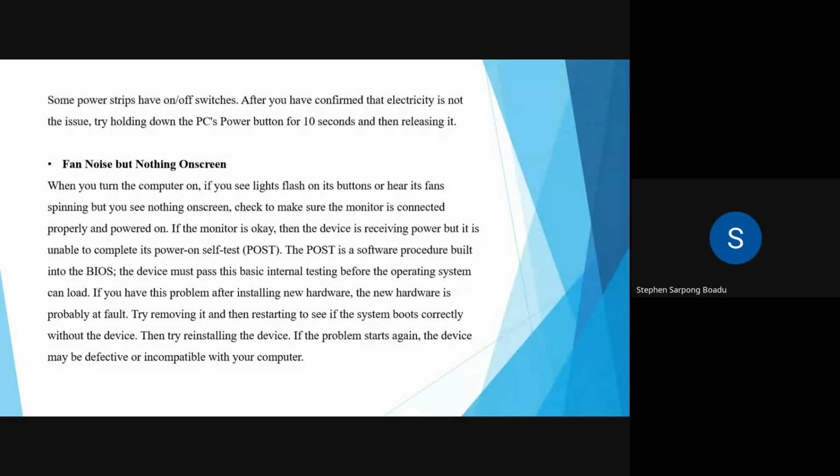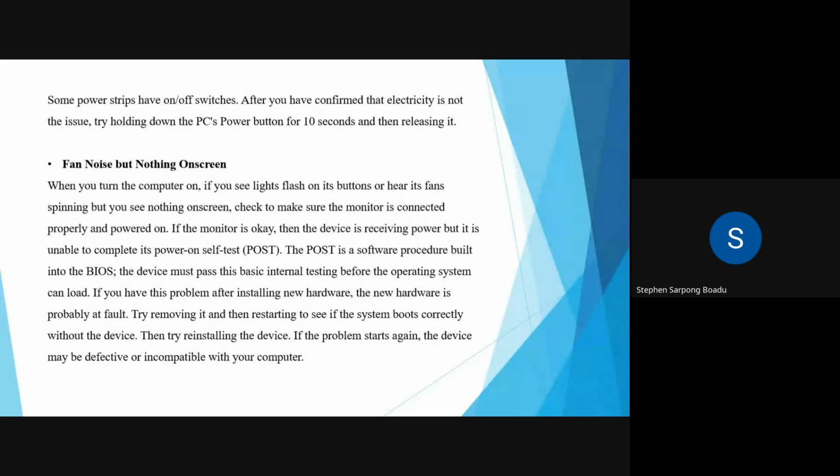Okay, so it says that if the monitor is okay, then the device is receiving power, but it is unable to complete its power on self-test. The power on self-test is a software procedure built into the BIOS. The devices must pass this basic internal testing before the operating system can load. If you have this problem after installing new hardware, so sometimes these things come after you have installed new hardware, or probably the new hardware you have added to your PC is not compatible, or probably it has a fault, right? What you do is you try to remove it, then you restart to see if the system boots correctly without the device.